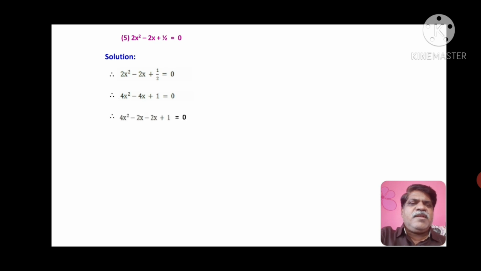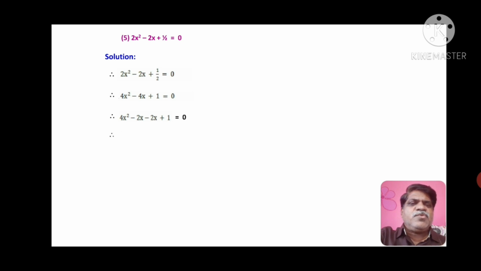See the next problem. 2x square minus 2x plus half is equal to 0. Here the constant term is a fraction, so we will convert this into integers like this. We will multiply the whole equation by 2 and we get 4x square minus 4x plus 1 is equal to 0. Therefore, the next step is 4x square minus 2x minus 2x plus 1 is equal to 0.